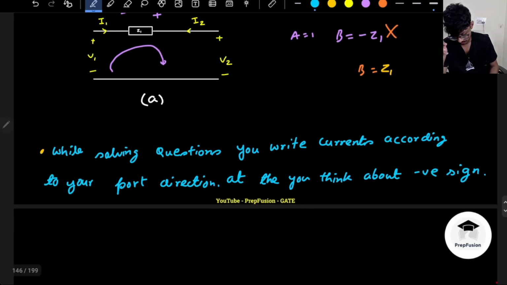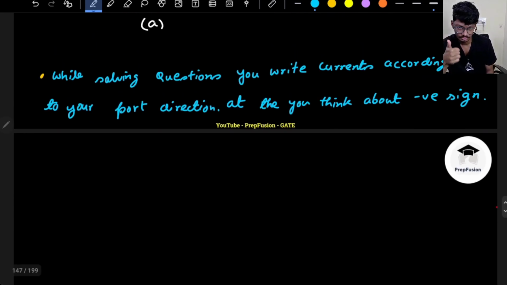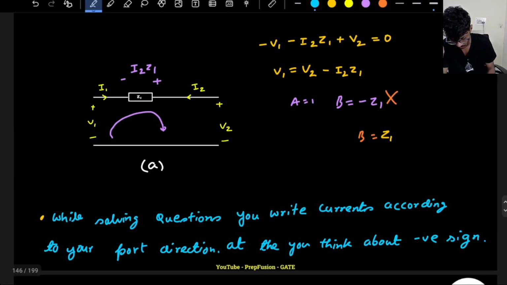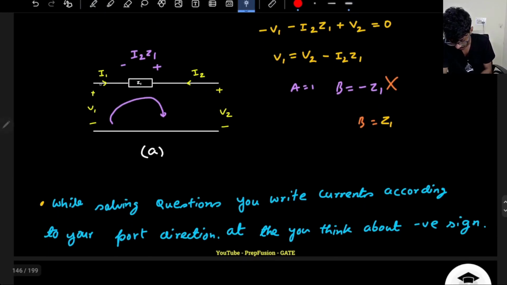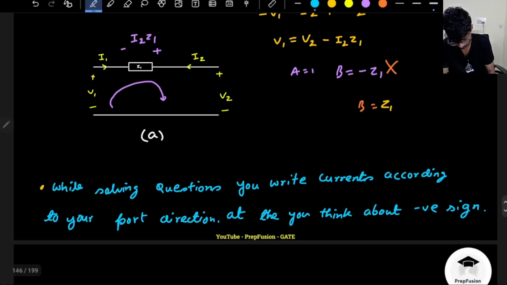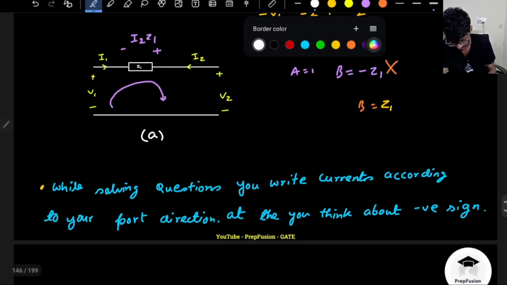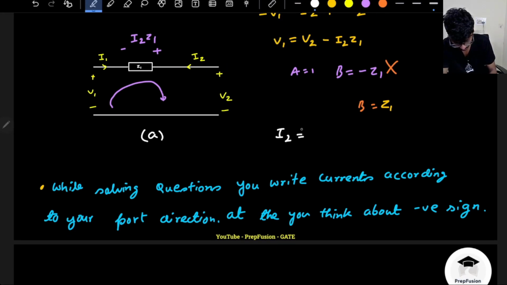Okay, so that is the important point that you have to keep in mind. B is Z1, so what about the other one? I have to write I2 in terms of the output ports. So what is my I2 equal to? It is very simple. I1 is minus of I2, that's it.